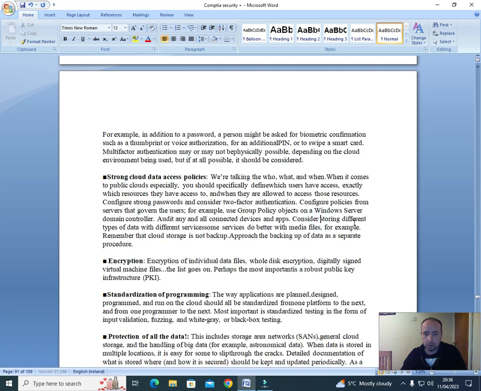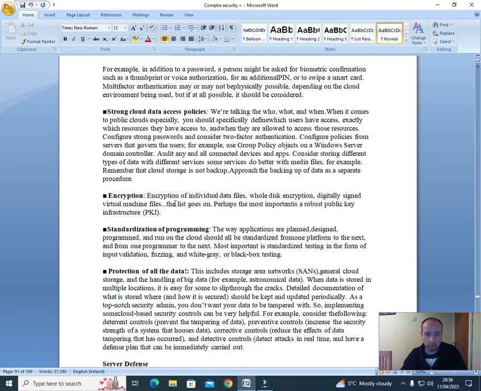Consider storing different types of data with different services. Some services do better with media files, for example. Remember that cloud storage is not backup. Approach the backing up of data as a separate procedure. Encryption of individual data files, whole disk encryption, digitally signed virtual machine files. The list goes on. Perhaps the most important, a robust public key infrastructure, PKI.